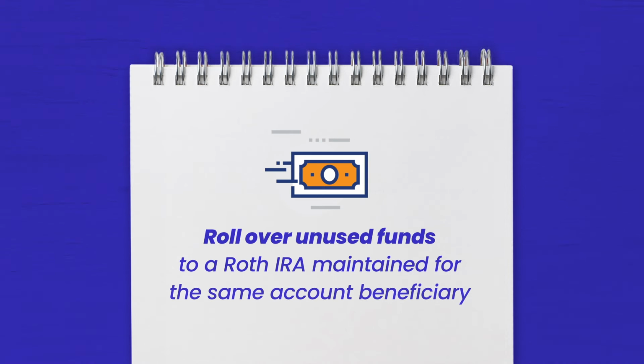Additionally, you may roll over unused funds to a Roth IRA maintained for the same account beneficiary. The 529 plan account must have been maintained for at least 15 years, and only contributions and accompanying earnings made more than 5 years prior can be rolled over. The amount eligible for rollover each year cannot exceed the IRA contribution limit, and there is an aggregate limit of $35,000 over a beneficiary's lifetime. You can proceed with this option by downloading the Rollover to Roth IRA form from the Account Owner section of the Maryland 529 website and mailing the completed form to us.